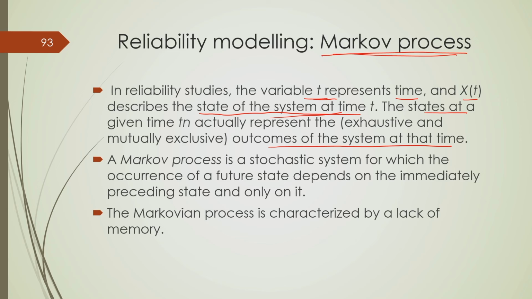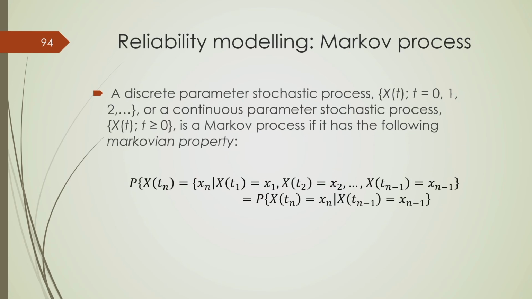Okay. So, the Markov process, which is a stochastic process, says that occurrence of any future state depends on the immediately preceding state and only on it. That means, for any particular state, the probability of the occurrence of that state depends only upon its previous state, not all the preceding states. And that is why this Markov process is called a lack of memory, a kind of memoryless stochastic process. Okay. And we have some mathematical description to describe this.